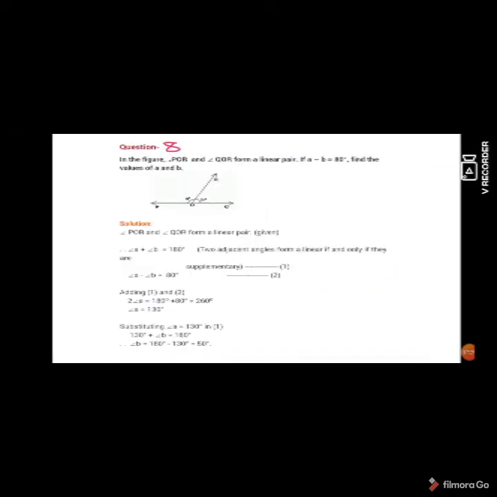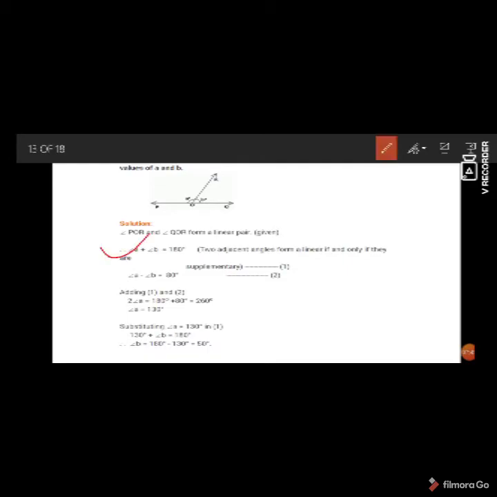Now the second last sum, it says that POR and QOR form a linear pair. That means the sum of these two angles A and B will be 180 degree. And it is also given angle B plus angle C is equal to 80 degree. So these two equations, if we add, we will get A. So adding equation 1 and equation 2, this is our equation 1 actually.